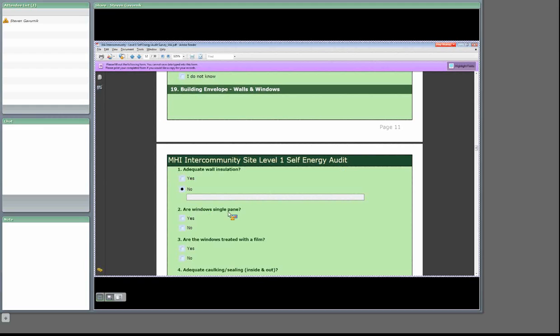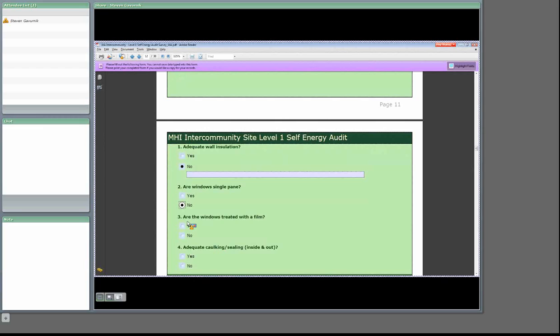Question 2, are windows single pane? We recognize that you may have multiple buildings and some may have been upgraded. What we want to know is, is there any building, an entire building, that has single pane windows where there's an opportunity? If so, then indicate yes. So it's part or all of the buildings on your property have single pane. Otherwise, indicate no.